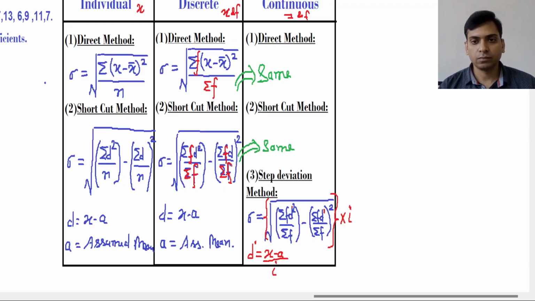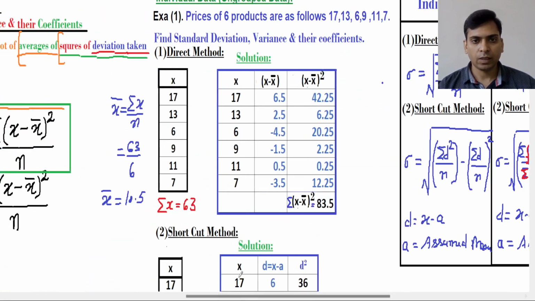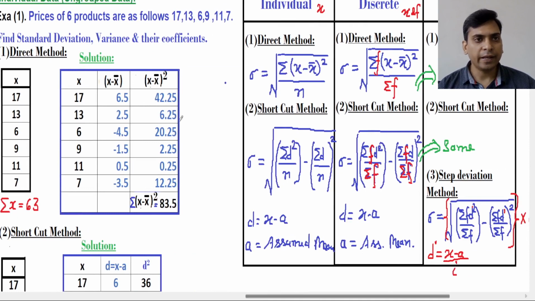Hello everyone. In the last lecture, I started standard deviation and variance, and now we will see how to find standard deviation in individual data. So we have this first type of data, individual data, and for this type of data we have two categories, direct method and shortcut method.